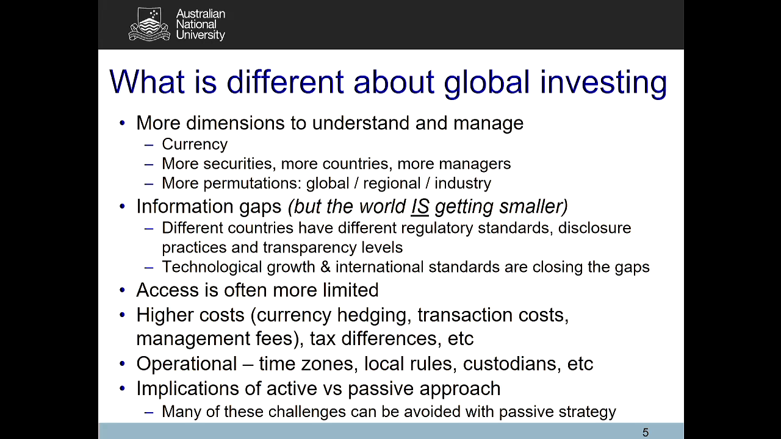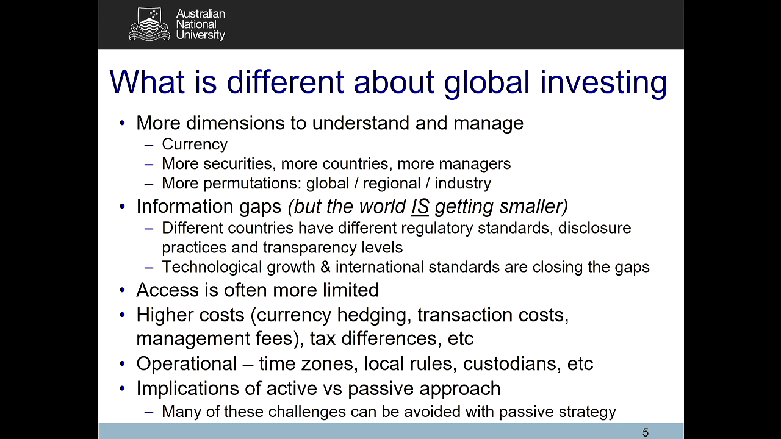And then there's the operational differences, right? I mean, we're so far away from the rest of the world. If you want to invest on overseas exchanges, you're not going to do that within Australian business hours because they don't overlap, or there's only a very small window in which they overlap. You might need a custodian to manage your assets for you. There are different local rules.